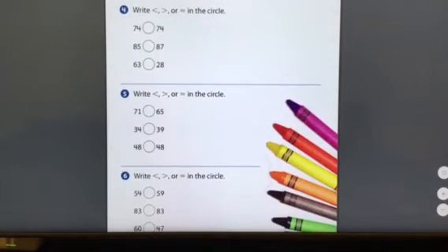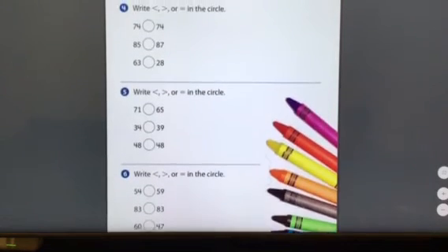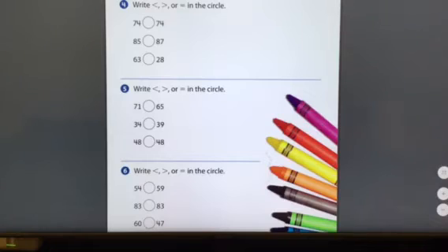For number 4, 5 and 6, you need to write less than, greater than, or equal to in the circle. So number 4, you have 74, 74. You know that when the numbers are the same, they are, hopefully you said that, equal to each other. And you should have the equal symbol written in there.